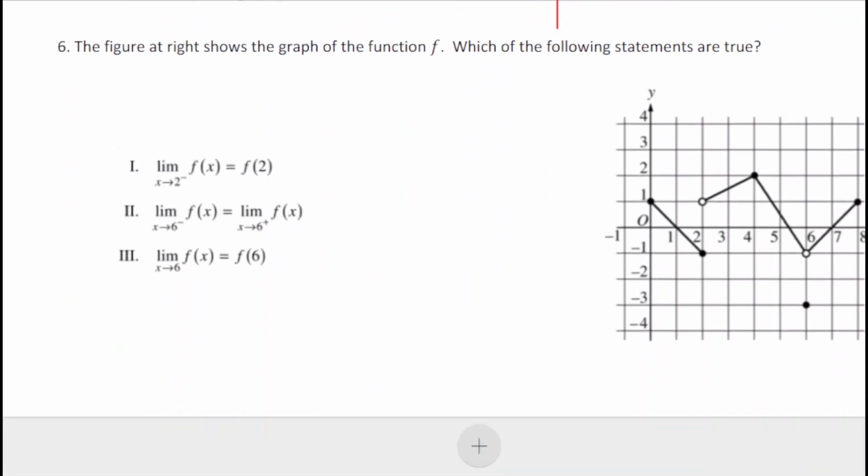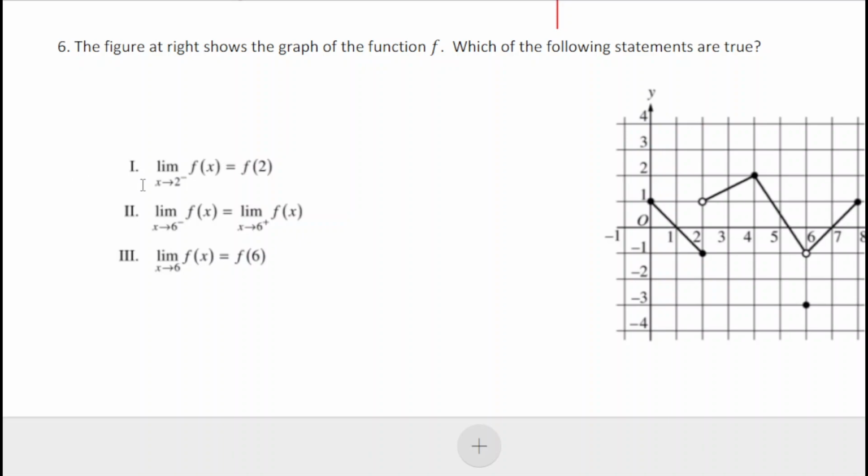Now we've got one last question here. For number 6, this last problem, we're just trying to determine whether or not these statements are true or false based on this piecewise function that's given over to the right. And it really just has to do with evaluating these limits. So if we want to know if this is equal to this, what we can do is just calculate both and see if they're the same.